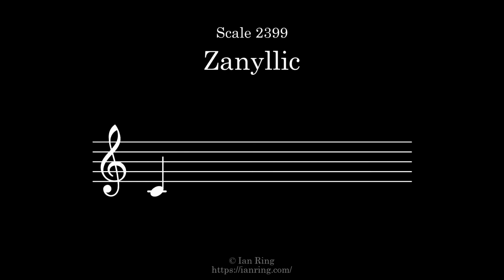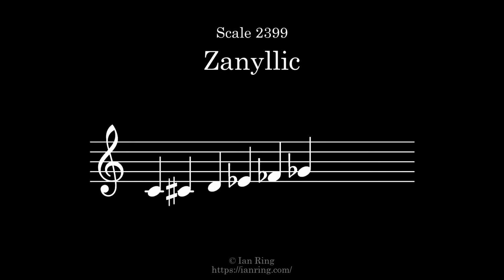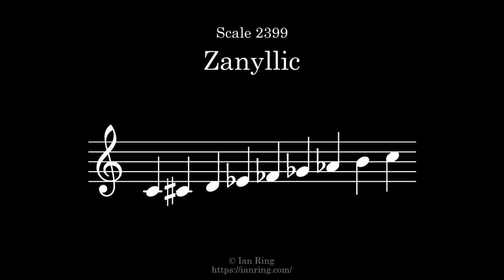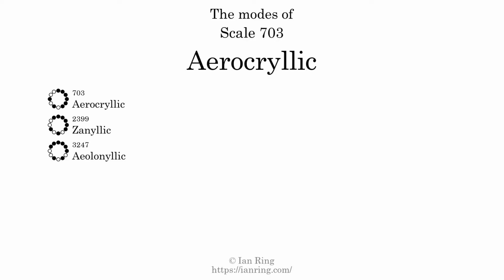This scale has 8 modes. The first mode is itself. The second mode is scale 2399, also known as Aerocryllic. It sounds like this. The third mode is scale 3247, also known as Aerocryllic. It sounds like this.